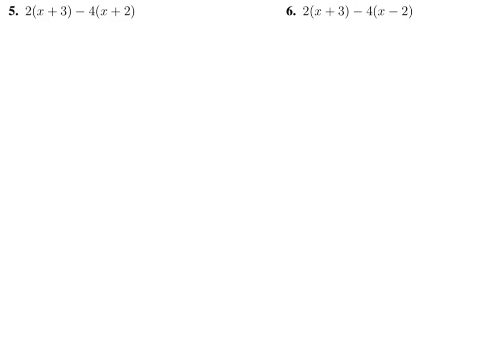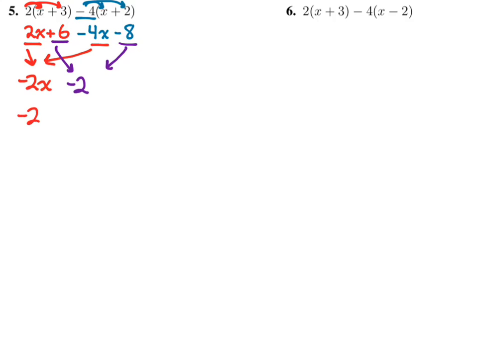Number 5 here. The 2 distributes. And then the negative 4 distributes. Notice that you need to take the negative 4, distribute that with a negative sign. Then we got some like terms with the 2x and the negative 4x. The 6 and the negative 8. We're talking about negative 2x minus 2. All right, number 6. Likewise, some distribution happening.